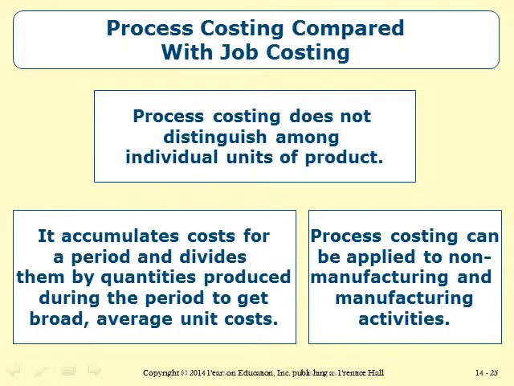Instead, it accumulates costs for a period and divides them by quantities produced during that period to get a broad average unit cost. We can apply process costing to non-manufacturing activities as well as to manufacturing activities. For example, we can divide the cost of giving state automobile driver's license tests by the number of tests given, and we can divide the cost of a post office sorting department by the number of items sorted.